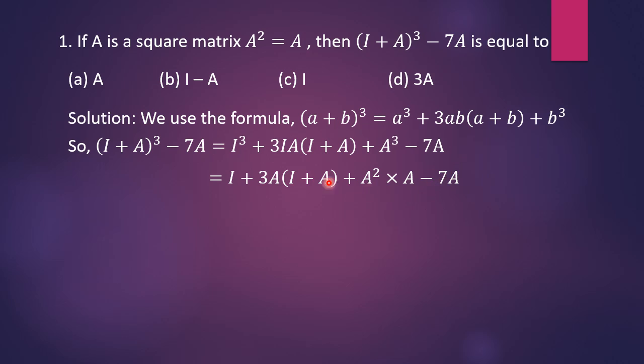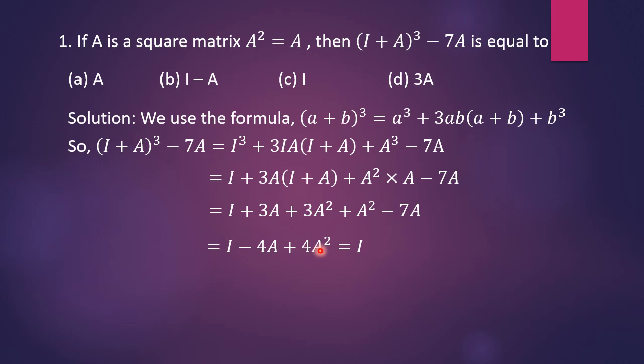Simplify this one, multiplying these two, and A cube can be written as A square into A. And we know that A square is equal to A. Therefore, finally we got I plus 3A plus 3A square, multiplication of these two terms. Then A square, because A cube is A square into A, which is again A square, minus 7A. Or I minus 4A plus 4A square.